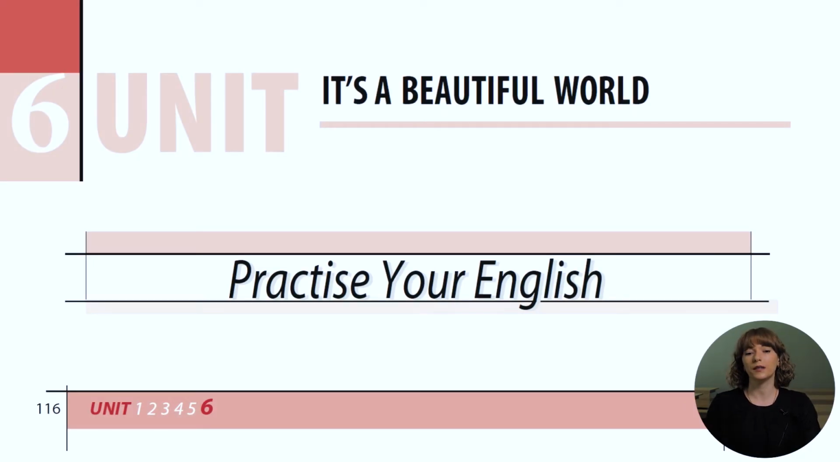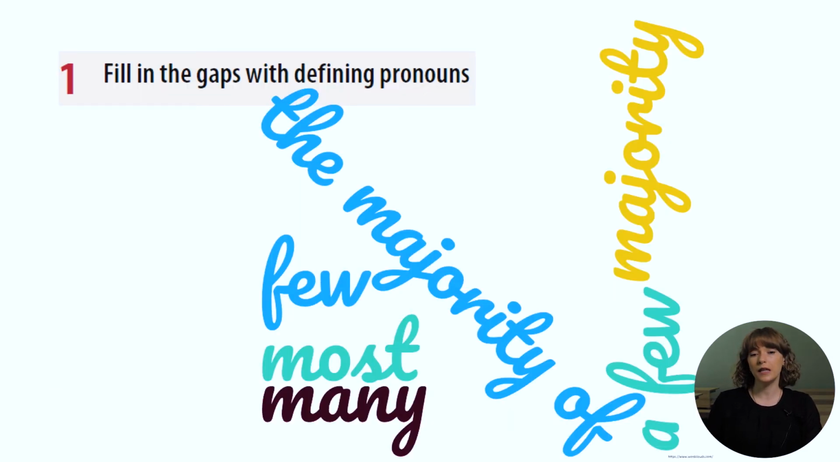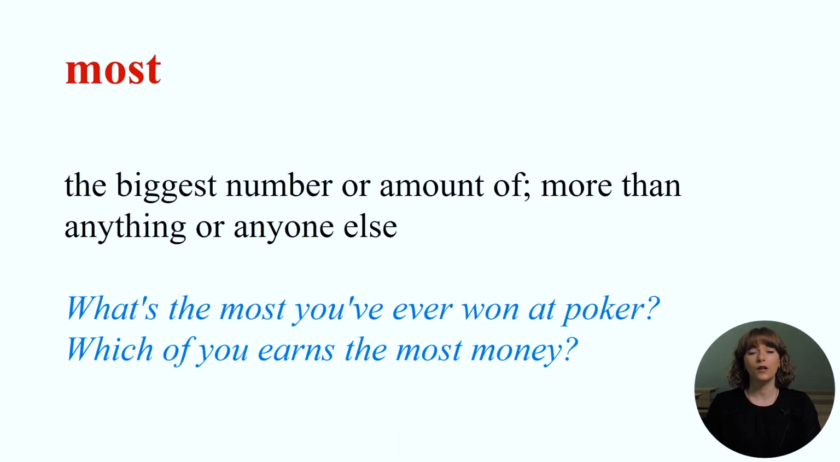Today we will practice our English by means of understanding of acceptable usage of grammar in a given linguistic context and mastering grammar rules. The first exercise from page 124 from your school books suggests that you analyze the defining pronouns. Most refers to the biggest number or amount of, more than anything or anyone else.